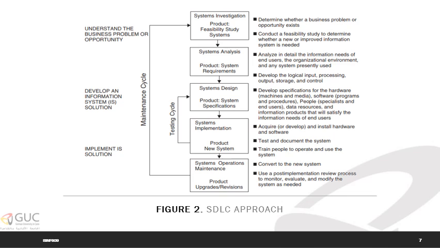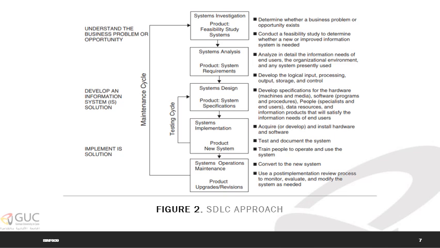In the system analysis phase, the system analysts analyze in detail the information needs of the end users, the organizational environment, and any systems used within the organization. In this phase, we develop the logical input, processing, output, storage, and control plan. The output of this phase is the system requirements.